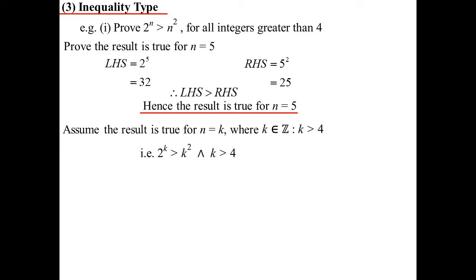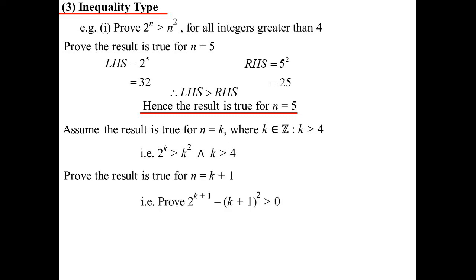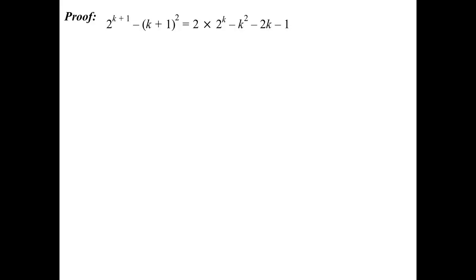My assumption, n equals k, k is an integer, but it's also greater than 4. In other words, I'm saying 2 to the power of k is greater than k squared, and k is greater than 4. Prove the result is true for k plus 1. Now you'll notice I've used the technique of moving everything to the left-hand side. So rather than proving 2 to the power of k plus 1 is greater than k plus 1 squared, I'm going to prove that that expression is greater than 0. Got to get my assumption in there.